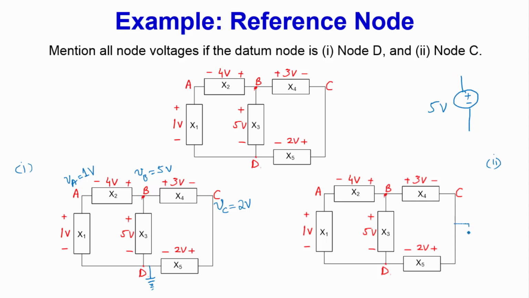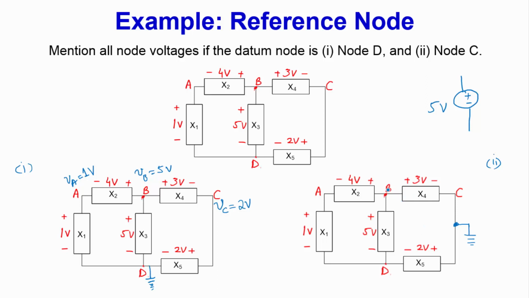So first of all, I will draw this ground symbol. I will connect it to node C, making this node voltage 0. And accordingly, all other node voltages are going to be affected. However, the branch voltages are going to be exactly the same as they are, because they are not referencing the datum node. Now we can solve them one by one.